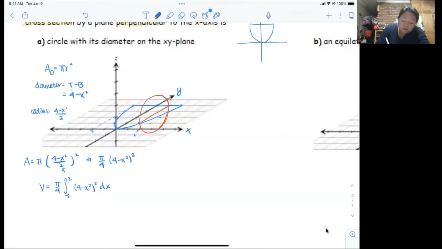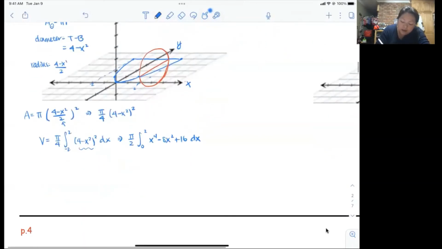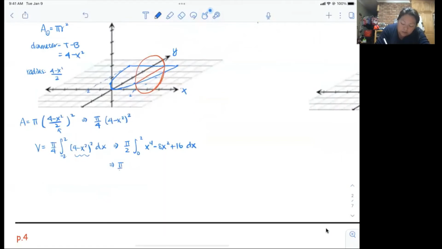Okay, so I'm going to double that and make it pi over 2, 0 to 2. I'm going to multiply out this integrand. So it's going to be x to the 4th minus 4 times x squared, double that, so 8x squared, and then 4 squared is 16, dx. All right, so that gives me pi over 2, x to the 5th over 5 minus 8x cubed over 3 plus 16x, evaluated from 0 to 2.